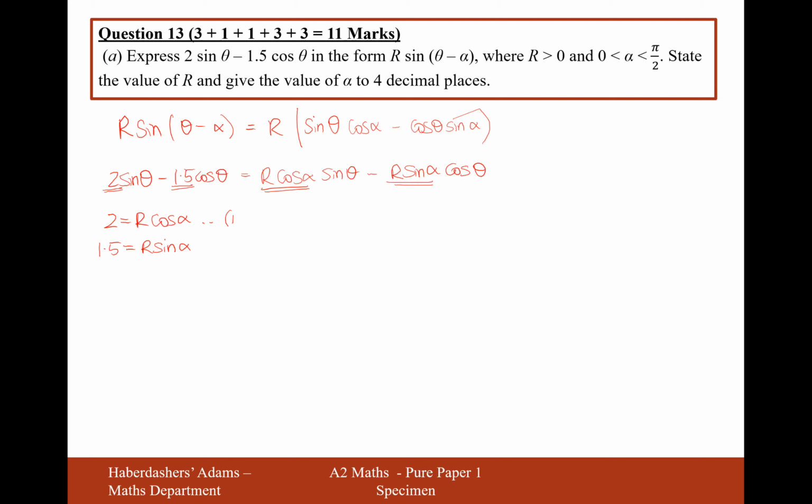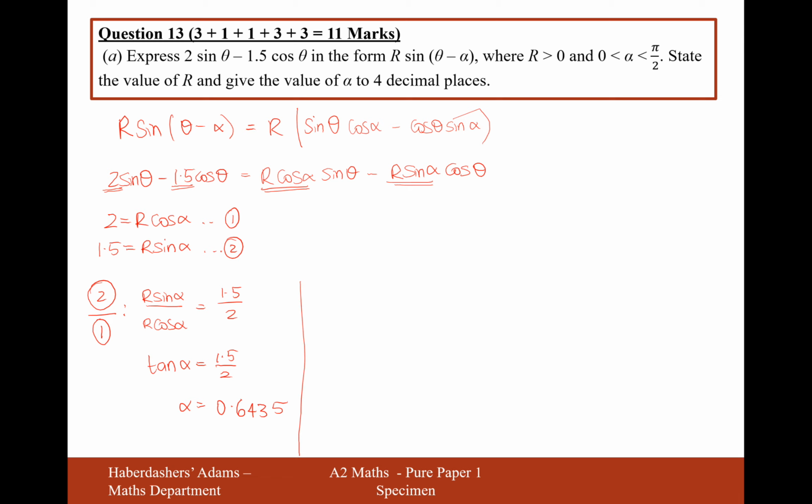Okay, so now we've got two simultaneous equations with two variables that we need to work out. The first way that we can solve these is by doing equation 2 divided by equation 1. That will give us r sine alpha over r cos alpha equals 1.5 over 2. And when we simplify this, we get tan of alpha equals 1.5 over 2. So alpha, if we work that out on the calculator, gives us 0.6435. Great, so that's one variable that we've found.